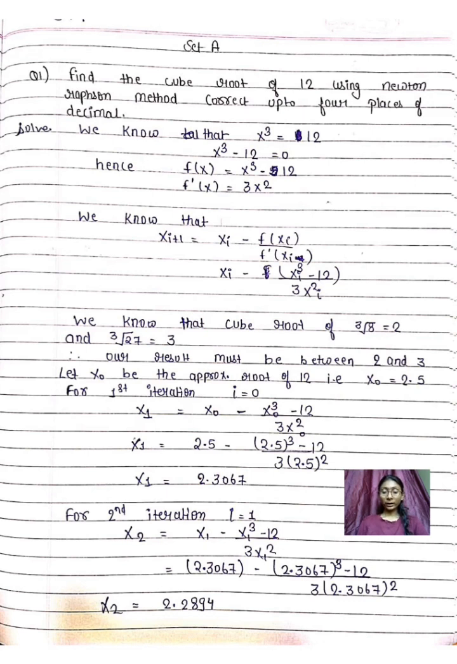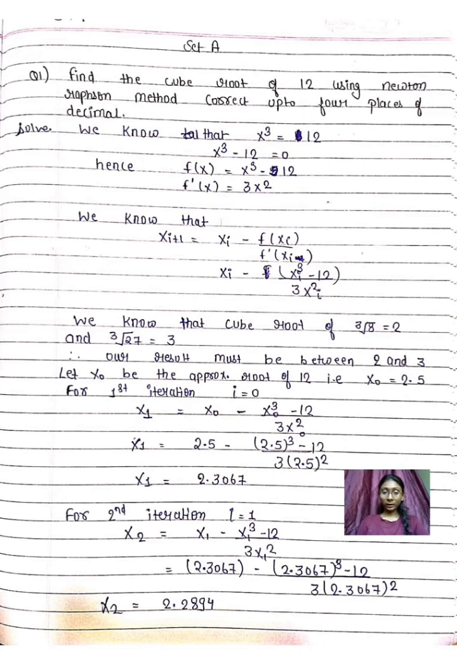Then we get the value of f(x) as minus 3 point something. So we can say that f of 2.5 is 3 point something, which is very close to 0 as compared to other values. Then we consider the value of x0 as 2.5. Then we put the value x0 = 2.5 in the Newton-Raphson formula.